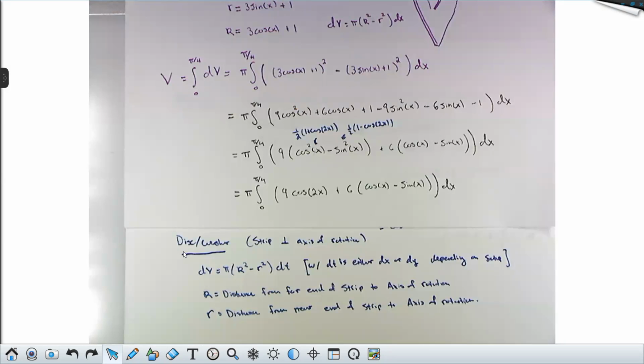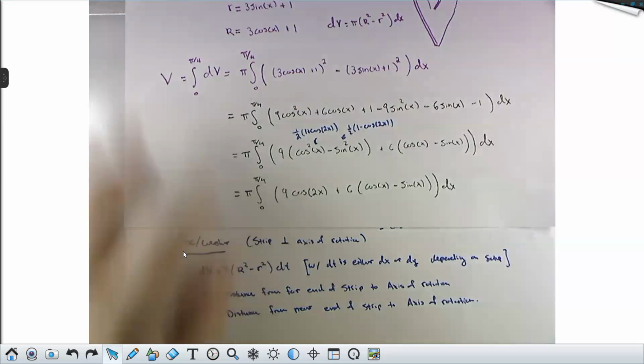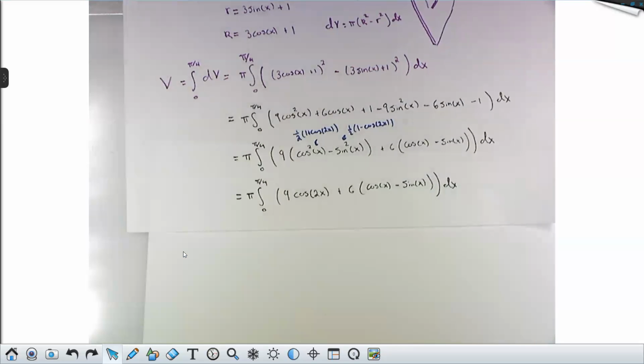Anything else about this that we want to look at? Could you go back down to the second part of what you did? Oh, the antiderivative step? Sure. Yeah, let's do that.